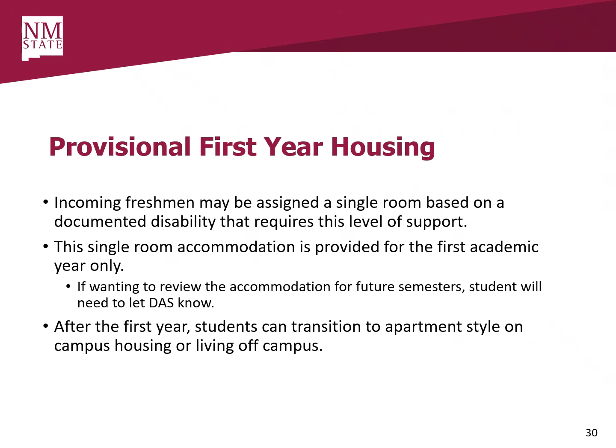Another housing accommodation is provisional first-year housing. Incoming freshmen may be assigned a single room based on a documented disability that requires this level of support. The single room accommodation is provided for the first academic year only. If wanting to review the accommodation for future semesters, the student will need to let the DAS office know. After the first year, students can transition to apartment-style, on-campus housing, or living off-campus.